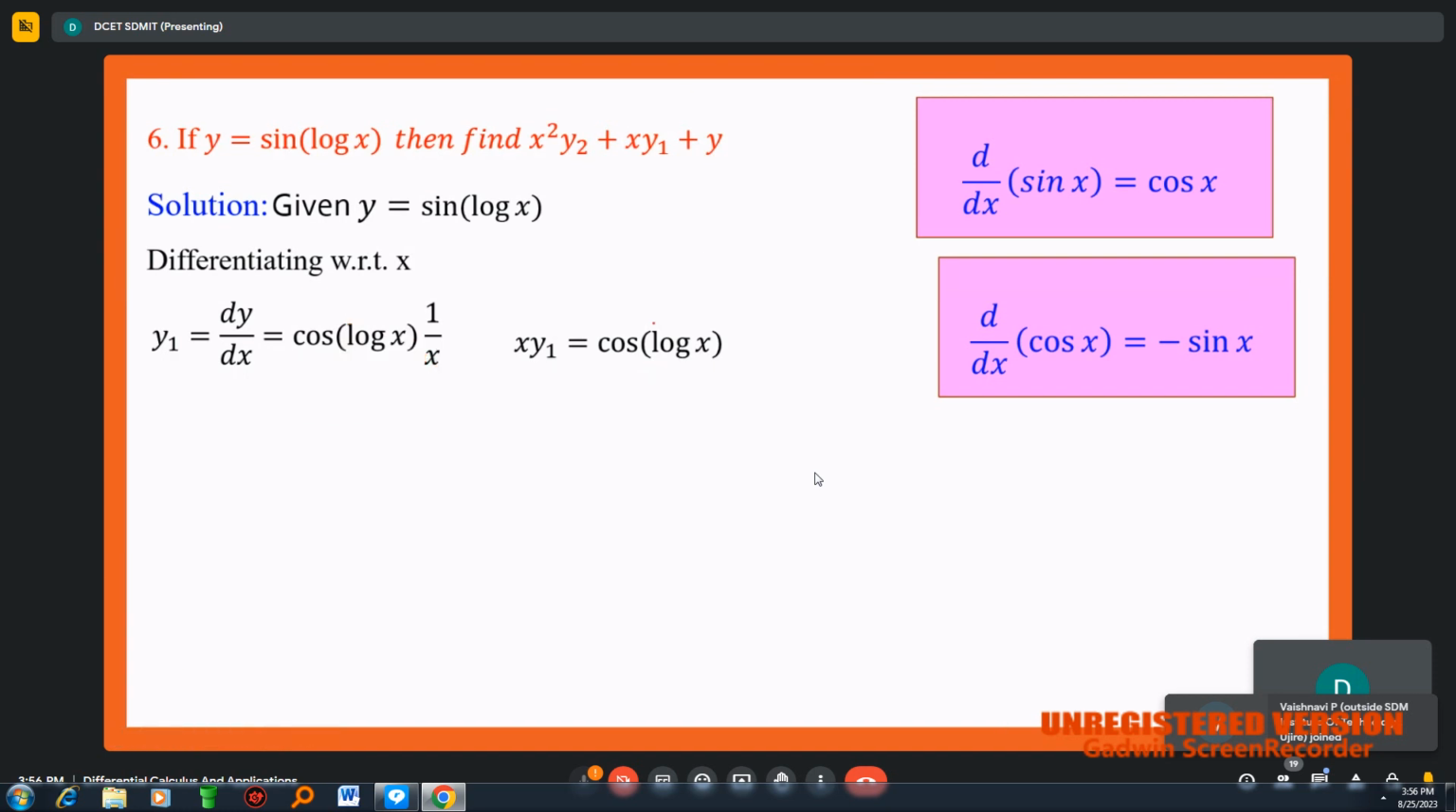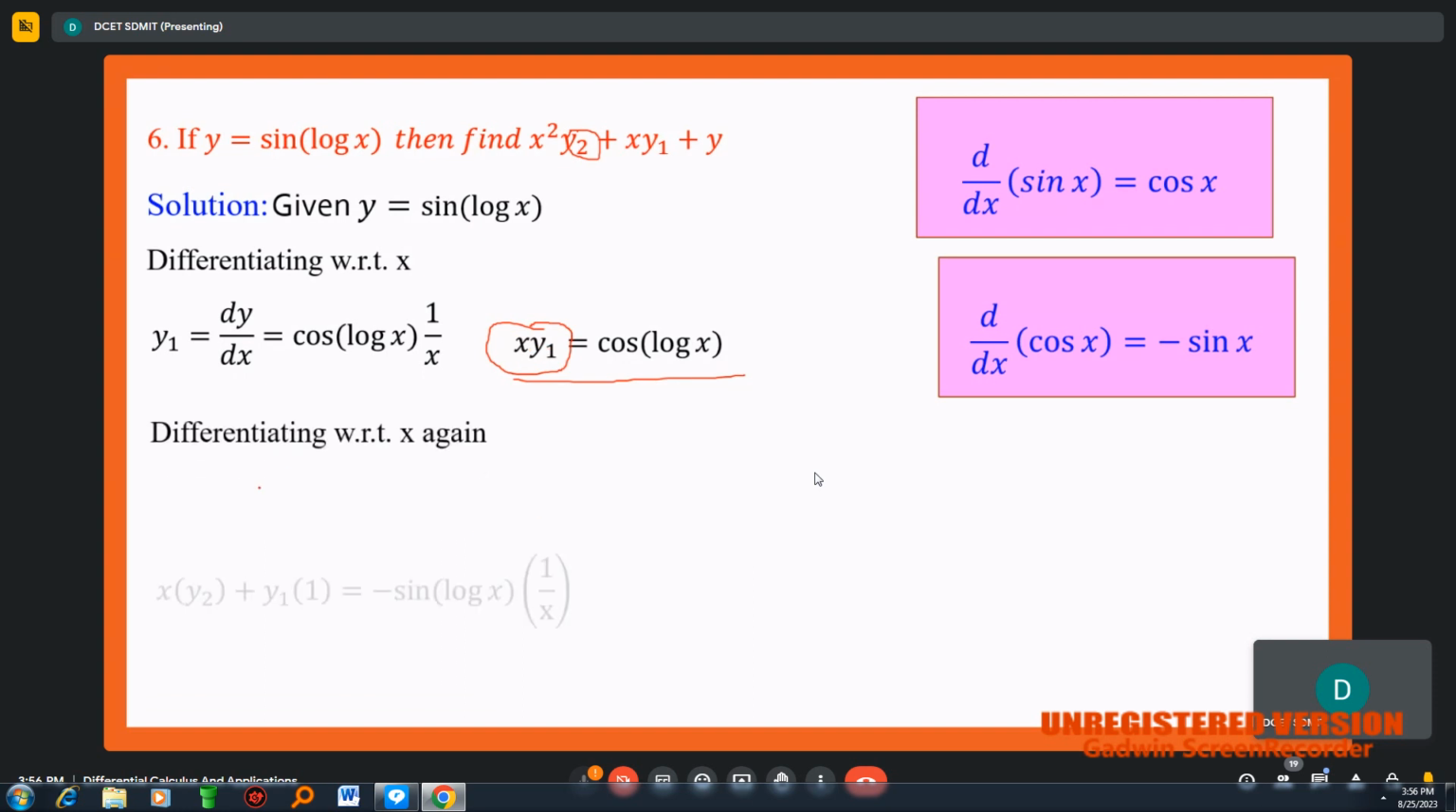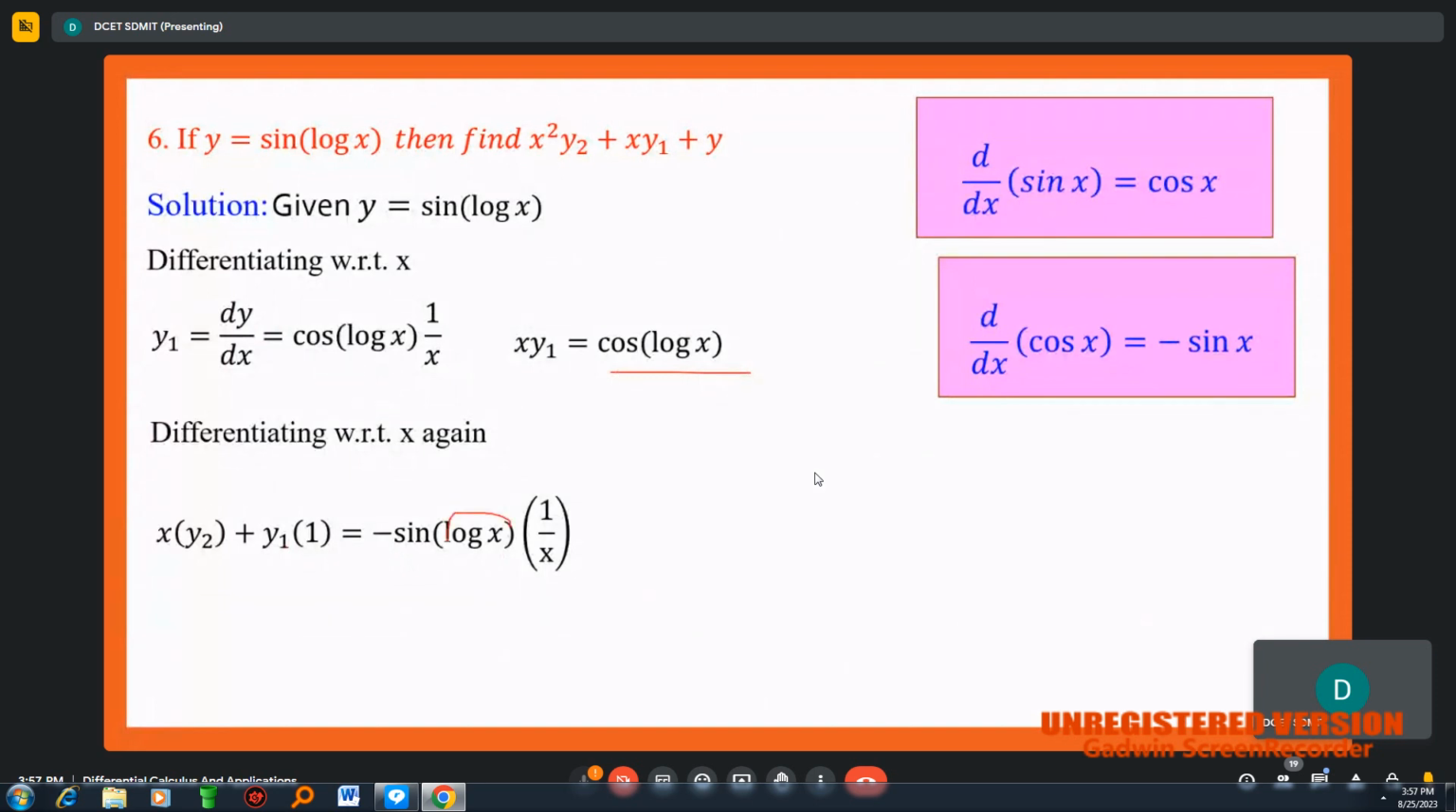Okay, now see y2 here. y2 means the second order derivative we have to find out. Again we are differentiating this one with respect to x. x into y1 is there, so we have to apply the product rule here. That is, x is kept constant, differentiation of y1 is y2, plus y1 is kept constant, differentiation of x is 1, equal to differentiation of cos of log x. What is the differentiation of cos of log x? Minus sine of log x into differentiation of log x, which is 1 by x.